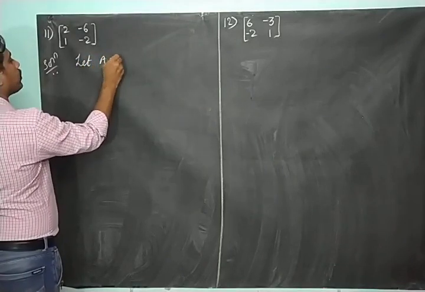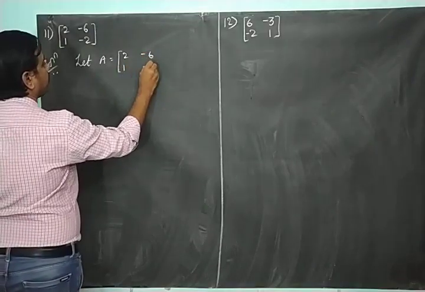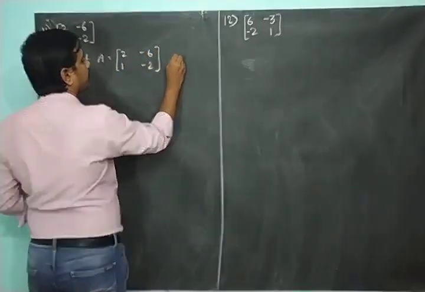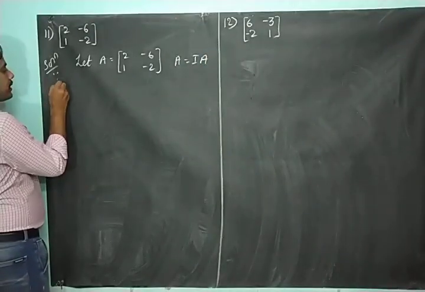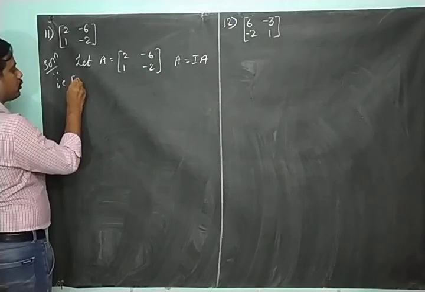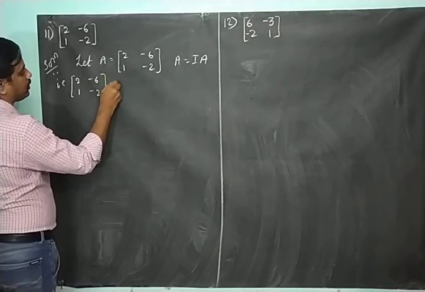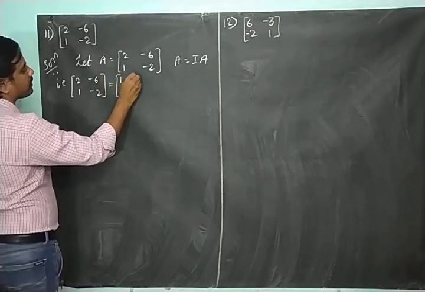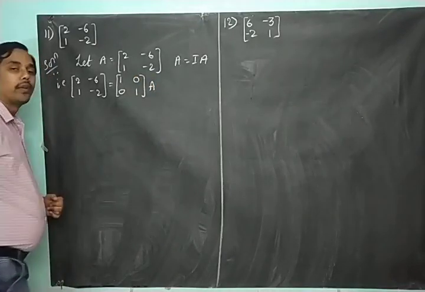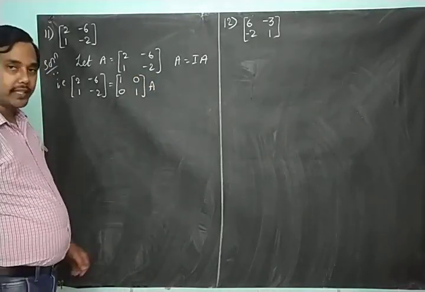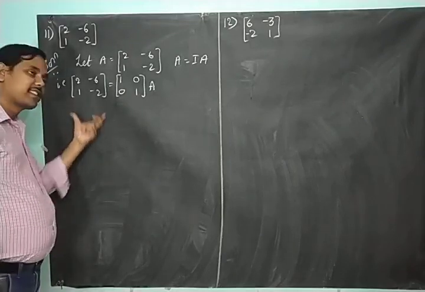Let A be equal to 2 minus 6, 1 minus 2, and we know that A can be written as I into A. So that is 2 minus 6, 1 minus 2 can be written as I into A. Right?